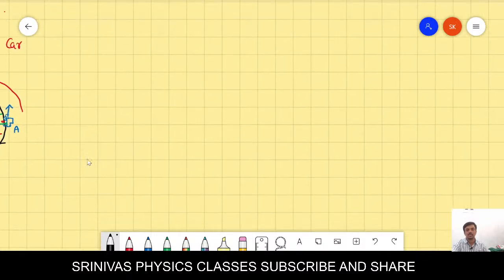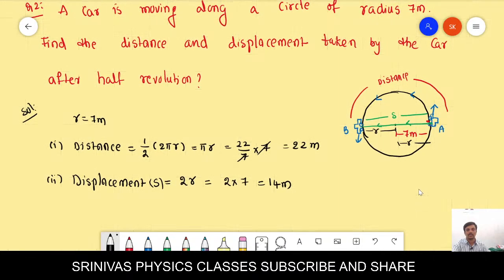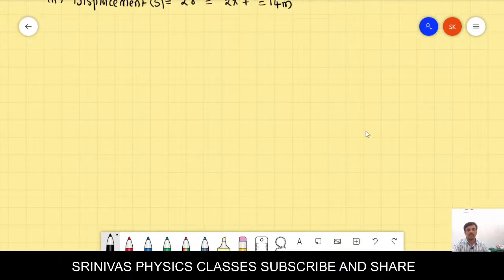Any doubt in this solution? If you have any doubt, write in the chat box. Take the screenshot and note it. And one question I will give. Homework.